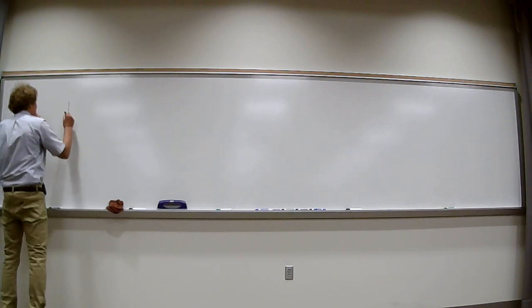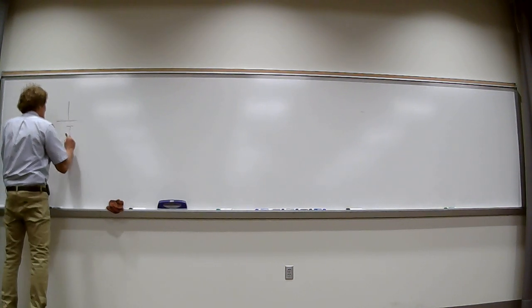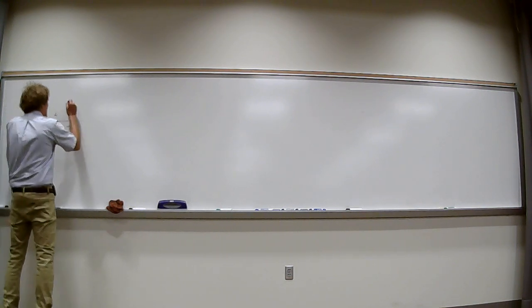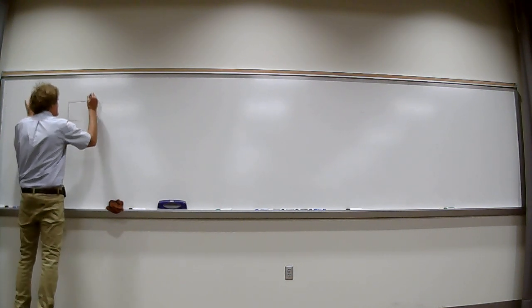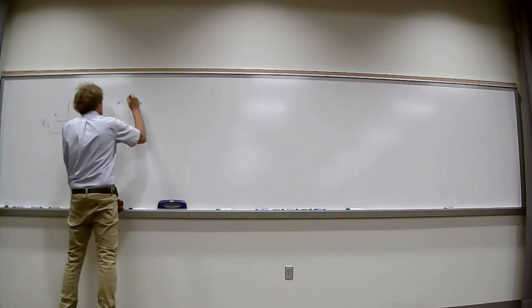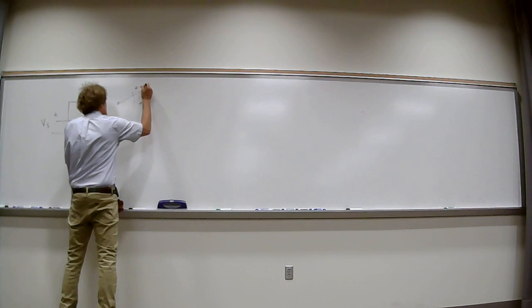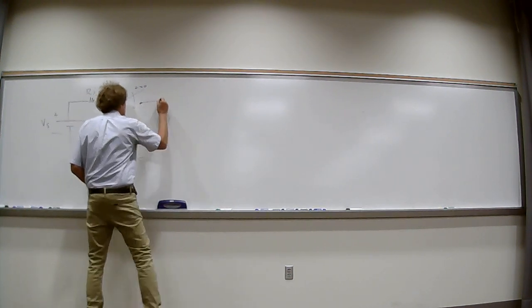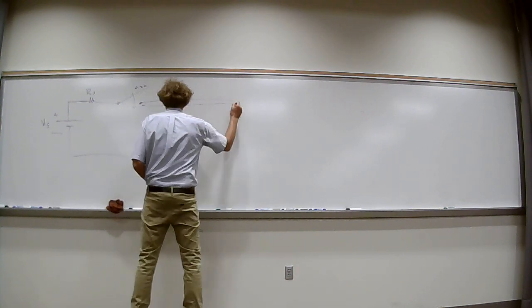Let's do it this way. We're going to have a voltage right here. You can just call this Vs. Doesn't matter what it is. I'm going to assume you have a resistance Rs right here. Then we're going to have a switch. At t equals 0, it's going to close. Come over here. And now, here's our transmission line.